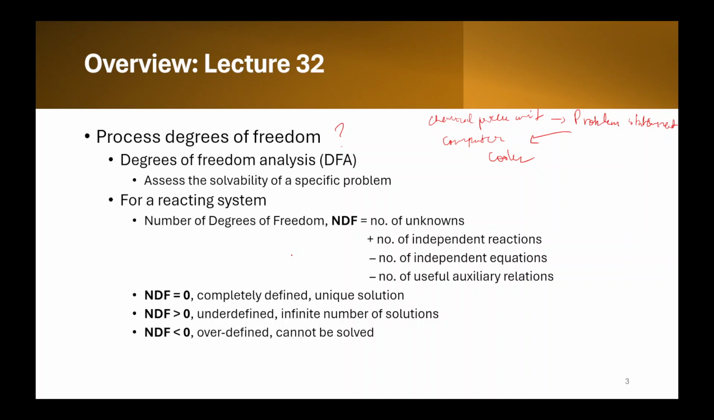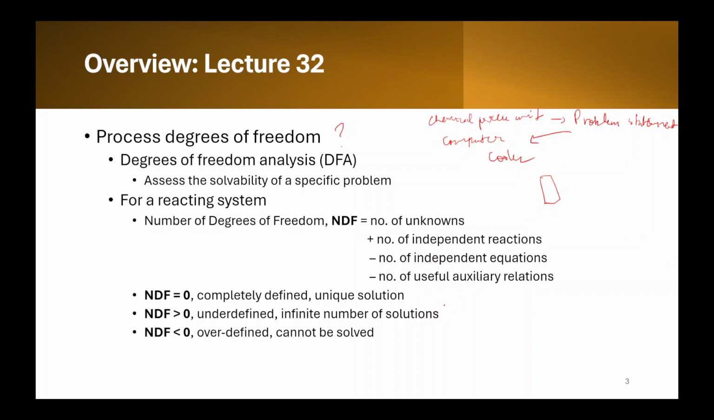For a reacting system, the number of degrees of freedom, or NDF, is equal to the formula given here. In a unit, there may be some knowns and some unknowns. So it is the number of unknowns, plus the number of independent reactions that are occurring. You subtract the number of independent equations. What are these? We'll get to know in the subsequent slides. And you also subtract the number of useful auxiliaries.